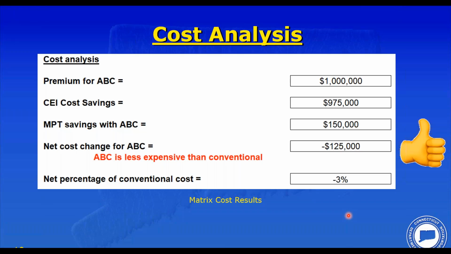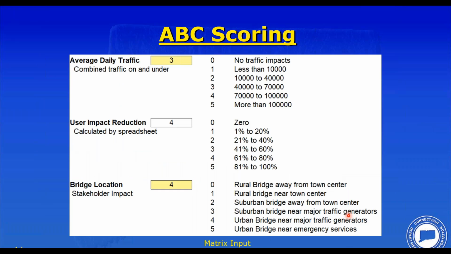These are the numbers that we typically see. Again, we mentioned we would save $150,000 in traffic management costs. So therefore, the tally of ABC is actually $125,000 less expensive than conventional construction, or a 3% reduction. This is not unusual. We see this quite often, especially on multi-stage projects that go on for multiple years. So this is a great example showing where ABC is less expensive than conventional construction when you factor in total project costs. So let's go to the scoring.